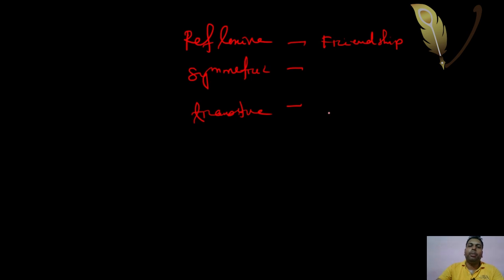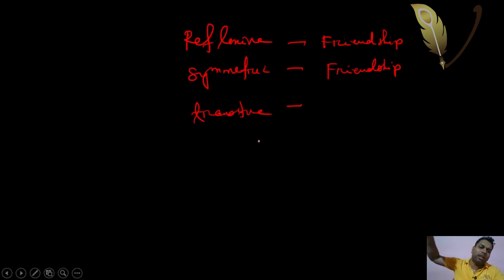Now friendship: if A is a friend of B, then B is a friend of A. If Ram is a friend of Hari, then Hari is a friend of Ram. So friendship is a symmetric relation. But friendship is not transitive. Suppose Ram is a friend of Hari, but Hari has another friend in his village or another Facebook friend that Ram does not know. So the friendship relation is not transitive.